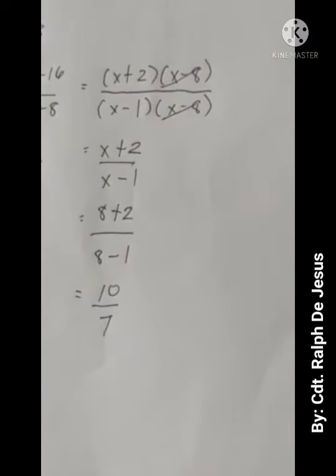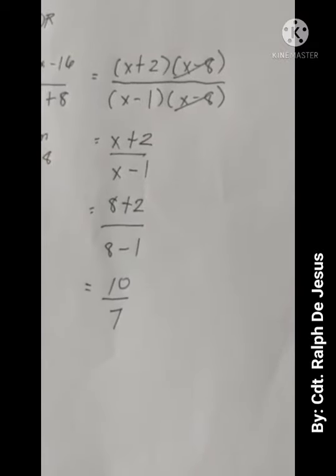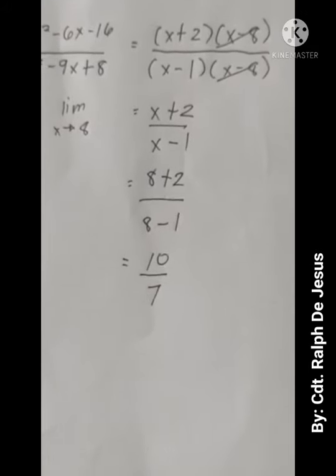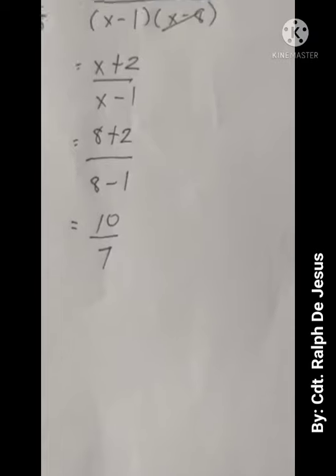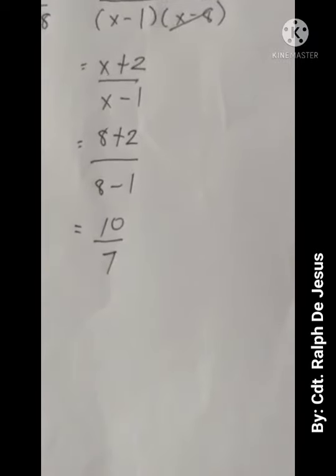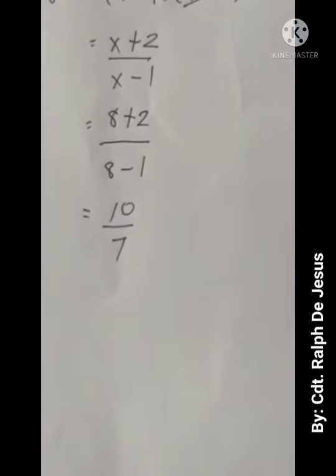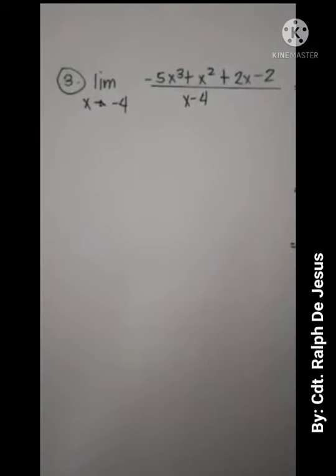In here we can cancel the x minus 8. Now we can find the limit as x approaches 8 of x plus 2 over x minus 1, which is 8 plus 2 over 8 minus 1, and the final answer will be 10 over 7. So this is the problem for a given number 3.